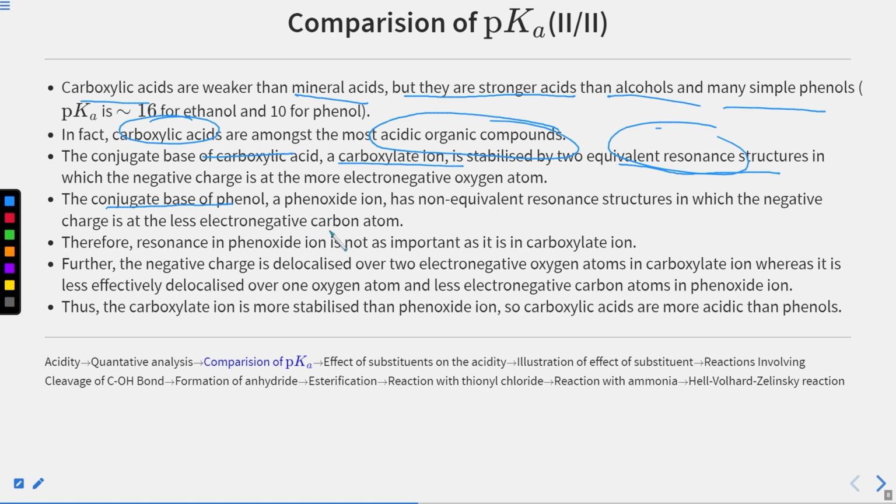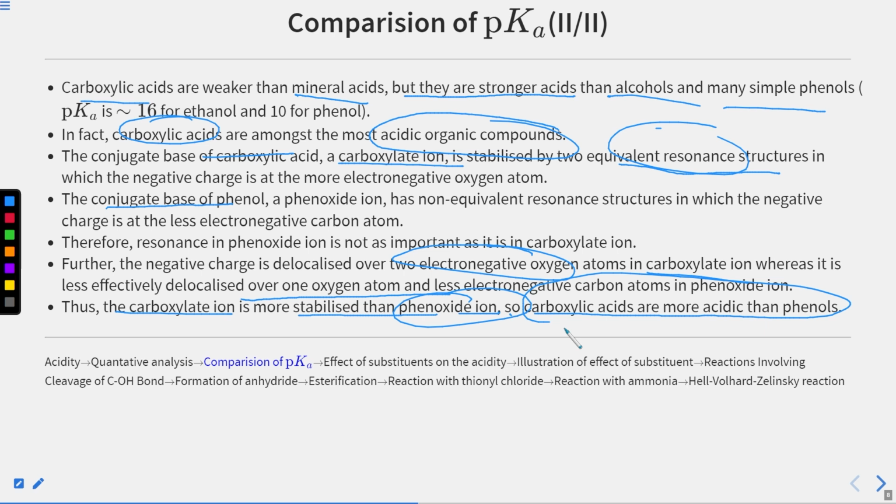Second, the lying of negative charge on an electronegative element, that is oxygen. And third, the negative charge is delocalized over two electronegative oxygen atoms in the carboxylate ion, whereas it is less effectively delocalized over one oxygen atom and a less electronegative carbon atom. So in the carboxylate ion, the negative charge is delocalized only over oxygen, both of the oxygens, while in phenol, the negative charge is stabilized not only on oxygen but also on carbon, which is not as electronegative as oxygen. Therefore, the carboxylate ion is more stabilized than the phenoxide ion. So carboxylic acids are more acidic than phenol. Okay, clear? So we are done with the comparison of carboxylic acid with other functional groups.